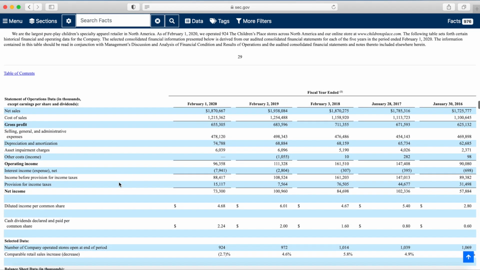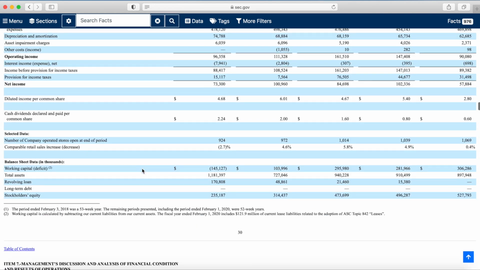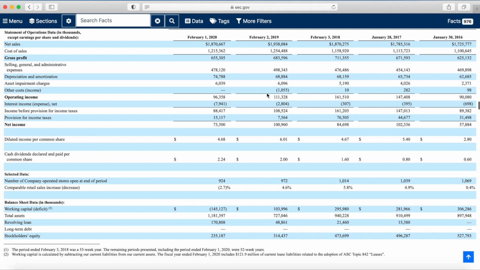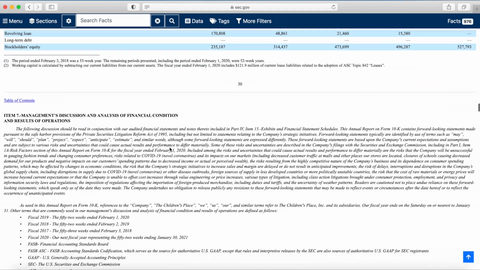Okay, selected financial data. This too, I would probably skip over or not spend too much time on because we'll go into more detail about things in the financial statements and footnotes. So this is more just like taking pieces of that and summarizing it for investors to look at.